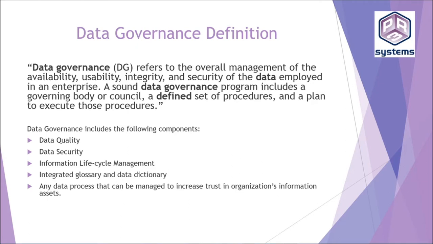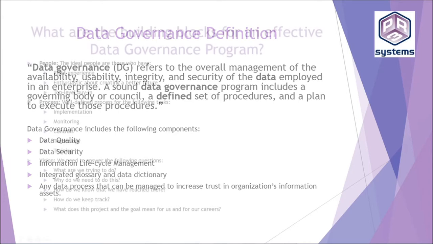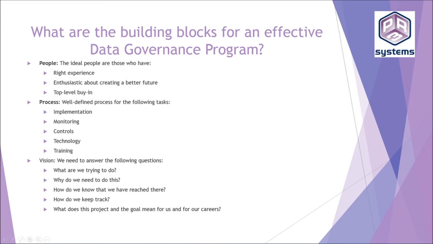As we are talking about data governance, let's define data governance. The definition that I got is from dataqualitypro.com. Data governance refers to the overall management of the availability, usability, integrity, and security of the data employed in your enterprise. A sound data governance program must include a governing body or council, a defined set of procedures, and a plan to execute these procedures. So let's see how we can use this concept and implement data governance.